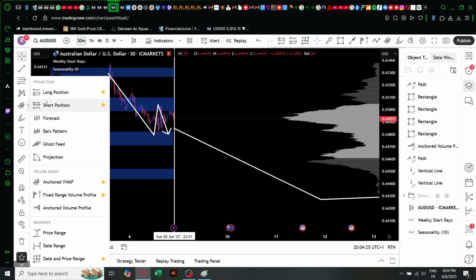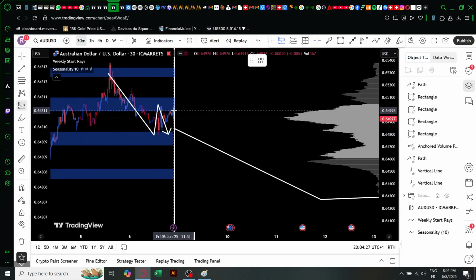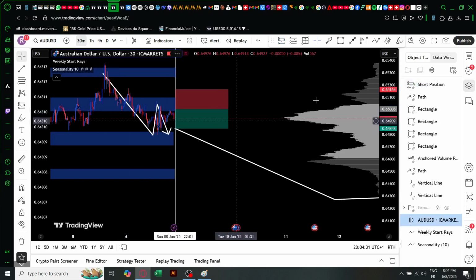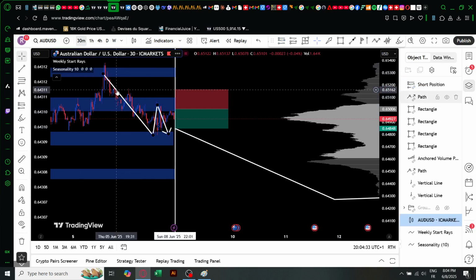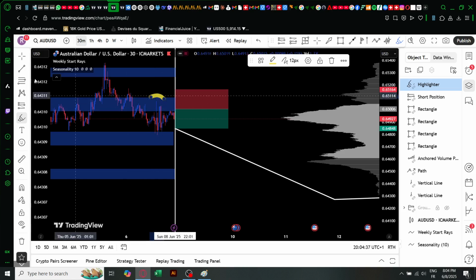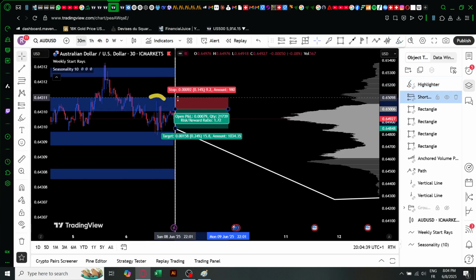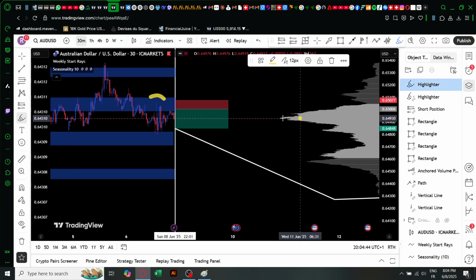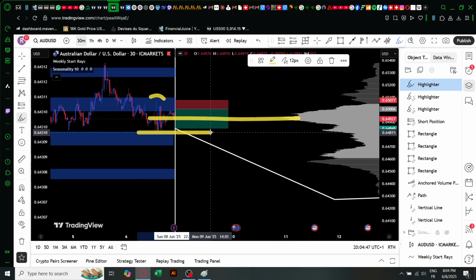So the next time price comes back over here, I can just enter here, put my stop, let me delete this arrow, put my stop just beyond this rejection, and I will target the point of control, which is here, as TP1, and TP2 I will target over here.